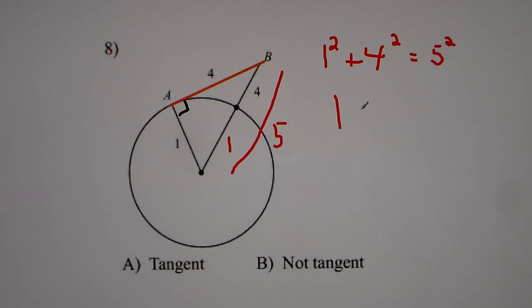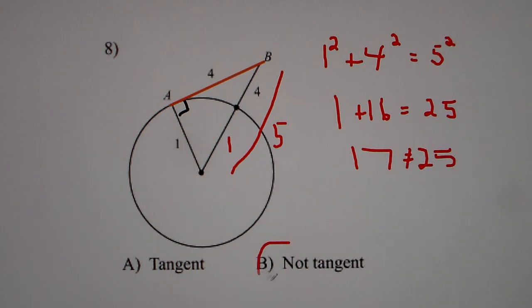Well, 1 squared you know is 1, 4 squared is 16, and 5 squared is 25. 1 plus 16 is 17. 17 does not equal 25. Since it does not equal, it's not tangent, meaning that this is not a right angle.